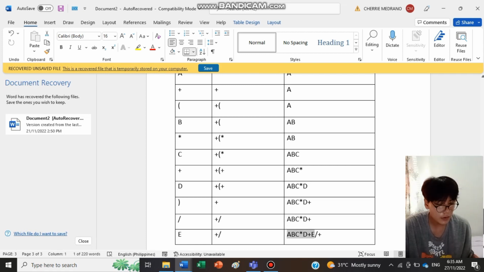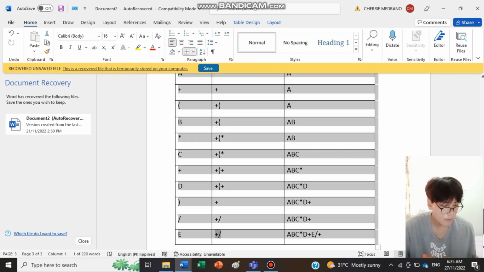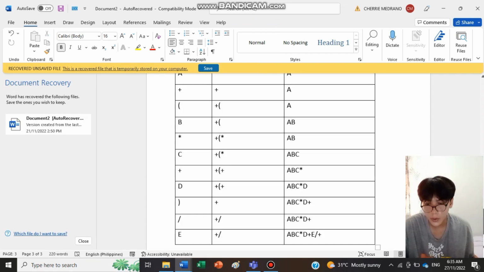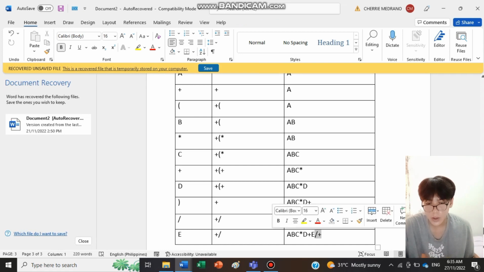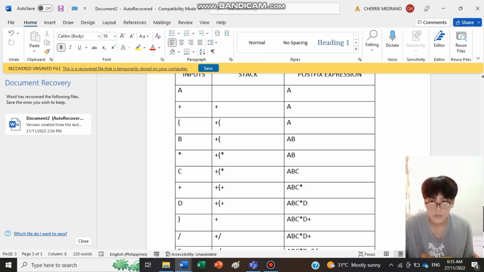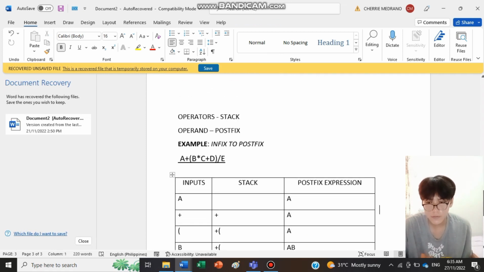After adding E into the expression string, we're going to pop all operators one by one from our stack, and add them into our expression string. That's why we have here the division operator and the plus operator. So that is all for the infix to postfix expression.